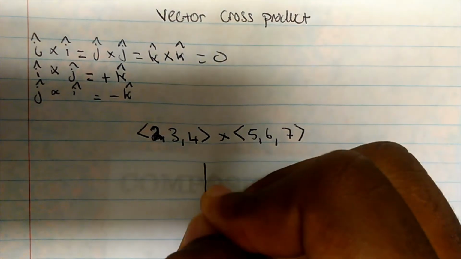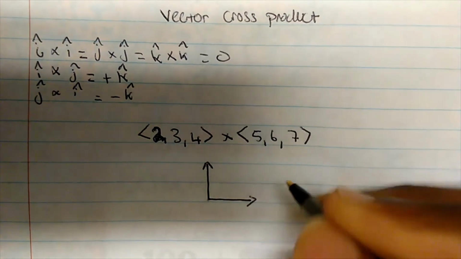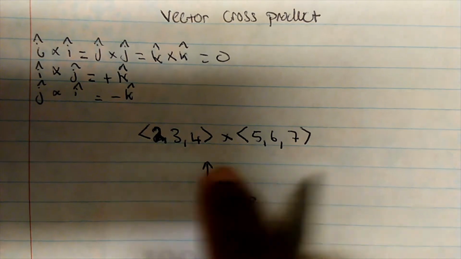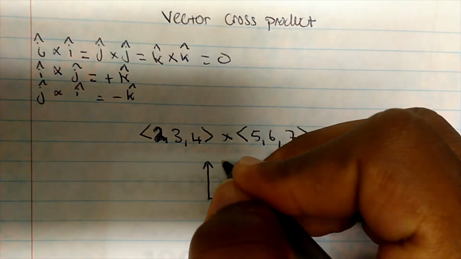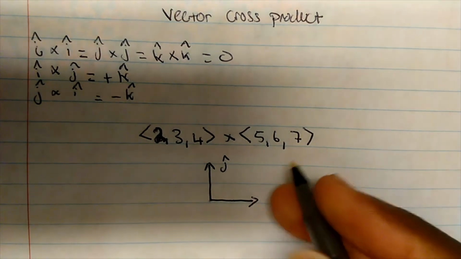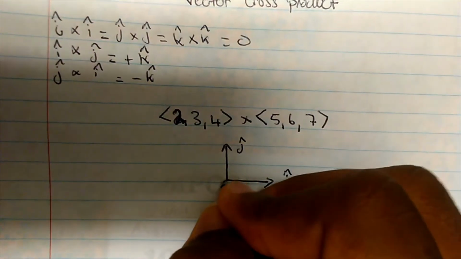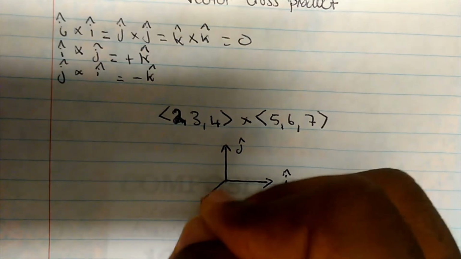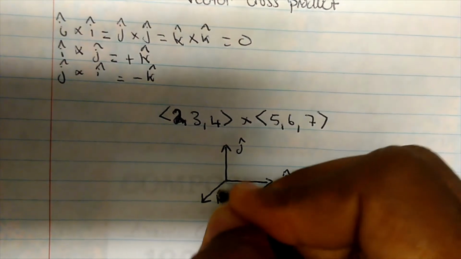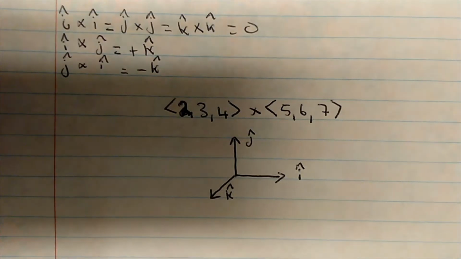It has an x-axis and a y-axis, and you have to remember this will be y, but since we're talking about a cross product, we usually represent this as j hat. This will be x, but since we're talking about a cross product, we represent this as i hat. And we know z, or k hat, will always be coming out at you, so this is k hat. I use this as a reference area and you'll see why.